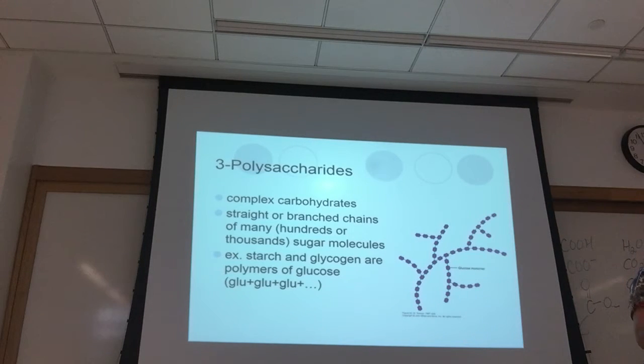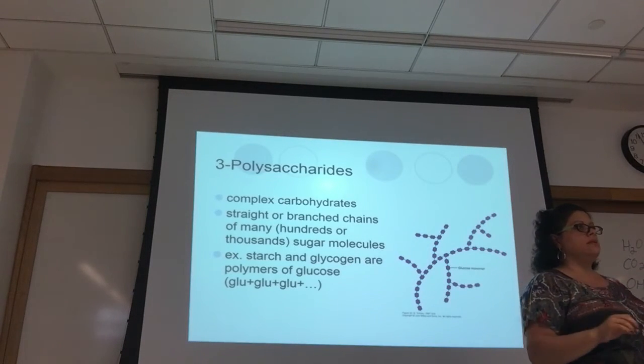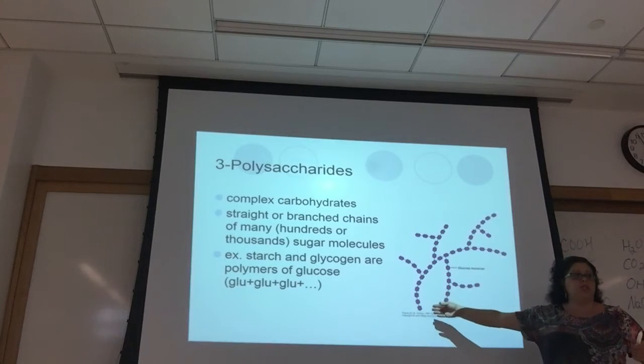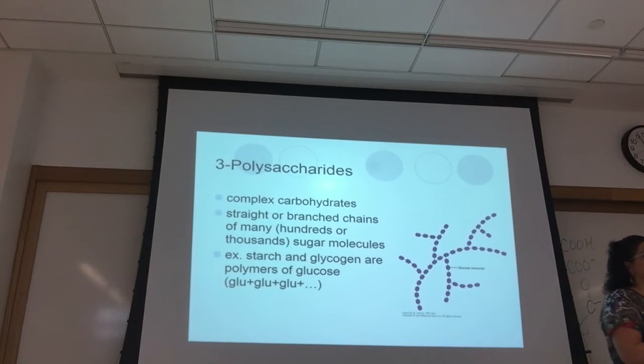Glycogen is stored, for example, near our muscles. Where our muscles need a constant supply of energy, we have these little glycogen granules, these little groups of glycogen, which are glucose molecules all bonded together, and we break them apart when we need them.